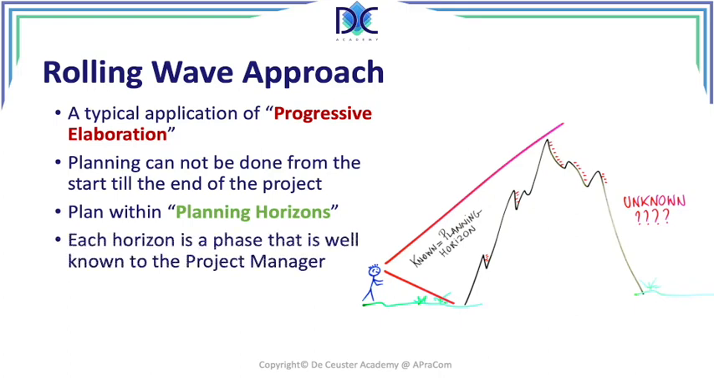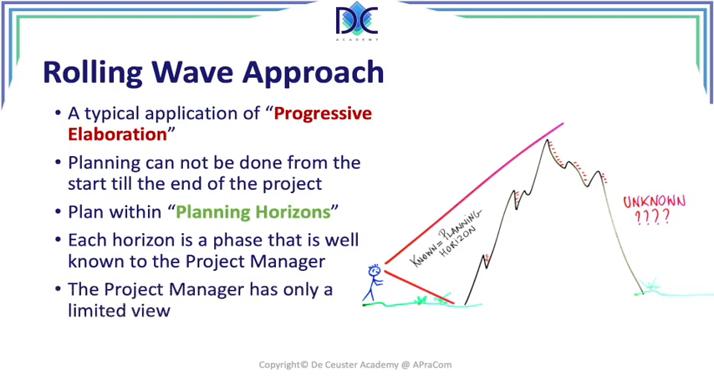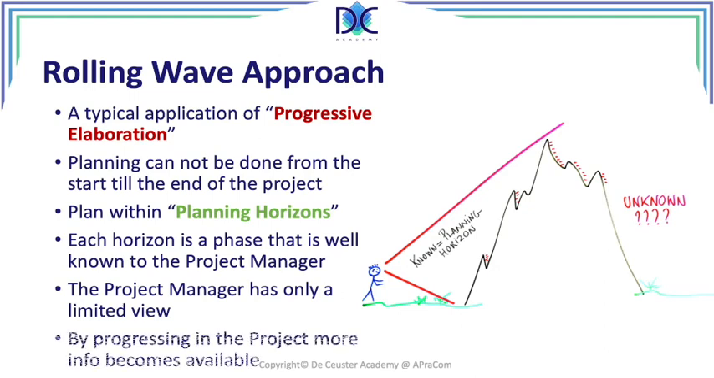Each horizon is a phase that is well known to the project manager, so we know what we can do. We can identify or we reduce the unknowns to an acceptable level, and the project manager has a limited view, but with every step the project continues, the project manager will understand more and more about the uncertainties. By progressing in the project, more information becomes available, and the project manager can adjust the actions to deal with that new information.